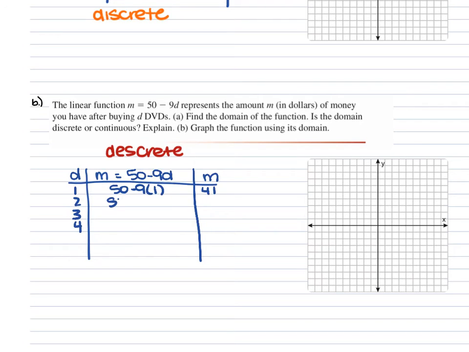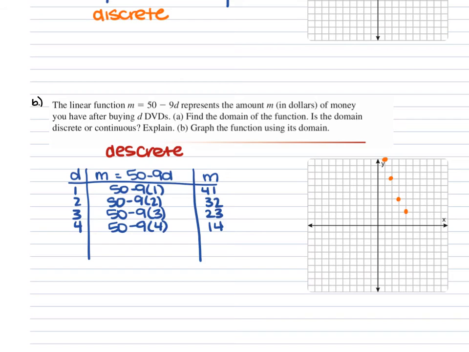Then I would have 50 minus 9 times 2, which is 18, so 50 minus 18 gives us 32. And then we have 50 minus 9 times 3, which is 50 minus 27, and that's 23. And then for 4, we'd have 50 minus 9 times 4, which is 50 minus 36, and that's 14. So this just gives me ordered pairs of (1, 41), so that's going to be way up here. (2, 32), that could be down a little bit, and then (3, 23), and then (4, 14).